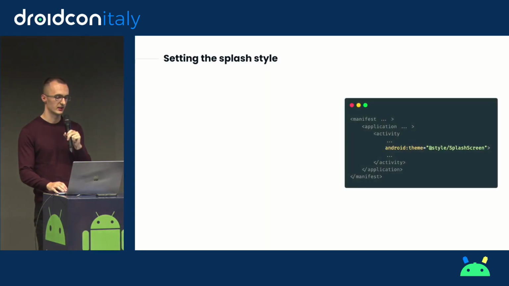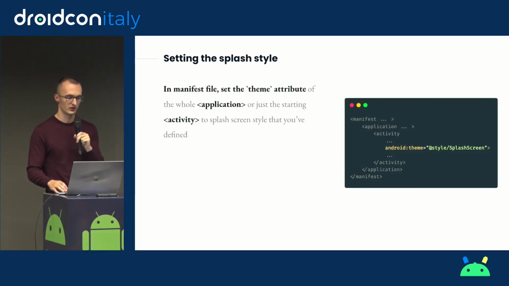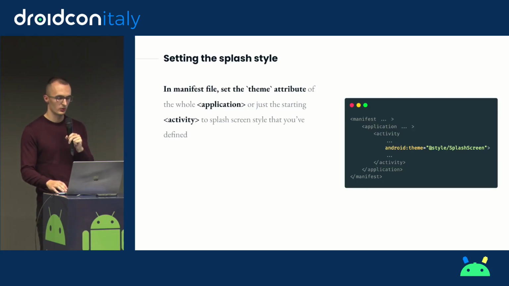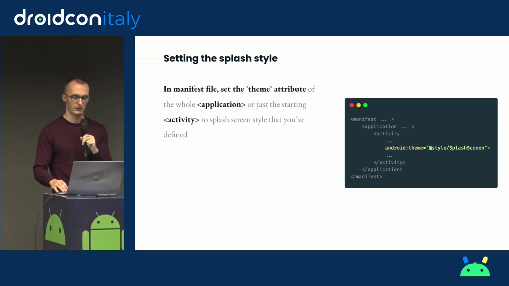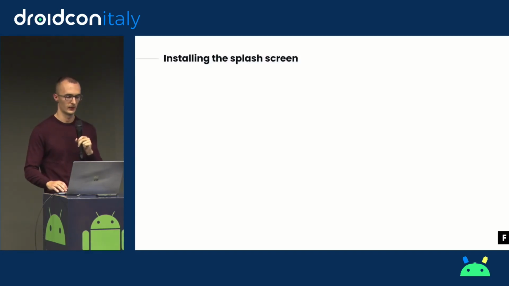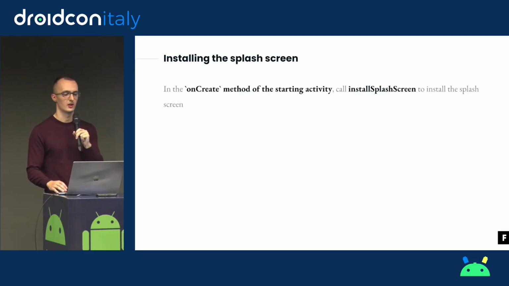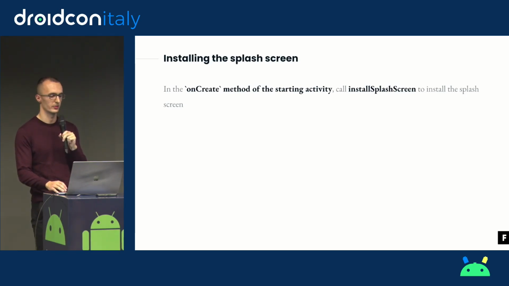Next, we need to set the splash style. So we set the style in the manifest file by using the theme attribute. The thing here is that we can set the theme attribute either of the whole application or just the starting activity to the splash screen style that we have defined. So behavior should be the same. I prefer adding to the starting activity. And the last step, we need to install the splash screen. So in the onCreate method of the starting activity, we need to call installSplashScreen method to install the splash screen.